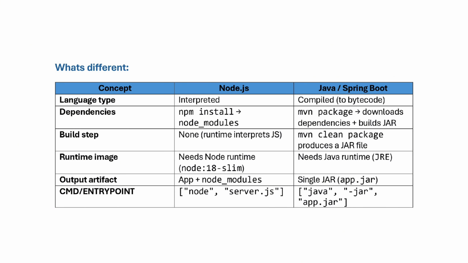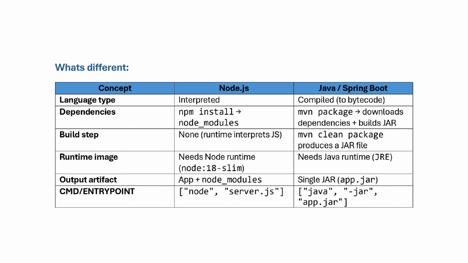Build step. In Node.js it is none. The runtime interprets JavaScript. In Java or Spring Boot it is mvn clean package that produces a jar file, which is a compiled file that gets converted into bytecode, the machine language.